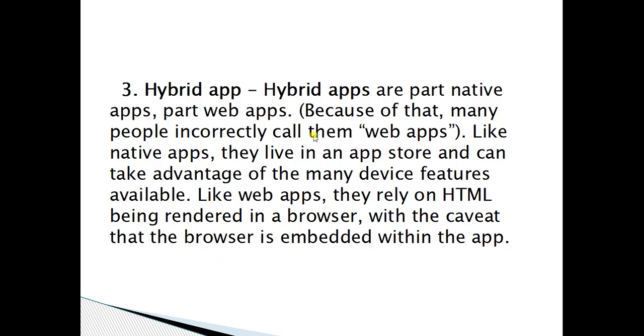The third type is a hybrid app. Hybrid apps are part native apps, part web apps. I mean, they are both. Because of that, many people incorrectly call them web apps, but they are actually both. Like native apps, they live in the app store and can take advantage of the many device features available. Like web apps, they rely on HTML being rendered in a browser, with the caveat that the browser is embedded within the app. So this is all about the types of apps that we need to test, and that all is covered in mobile testing.